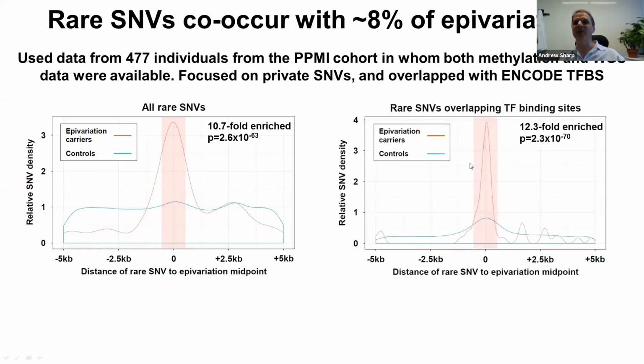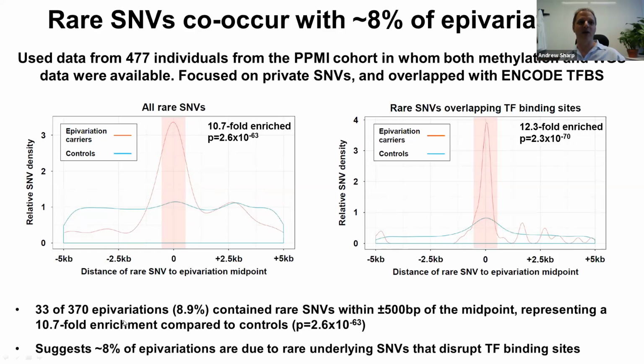If we then take SNPs that specifically overlap transcription factor binding sites, based on ChIP-seq data from the ENCODE project, even though the numbers drop, our enrichment and our p-value increase substantially. You can see the region of enrichment is right on top of the epivariations themselves, just within a couple hundred base pairs of the epivariation midpoint. This is telling us that a fraction, we estimate around 8%, of these epivariants are specifically caused by rare variants that are disrupting transcription factor binding sites at the epivariation itself.